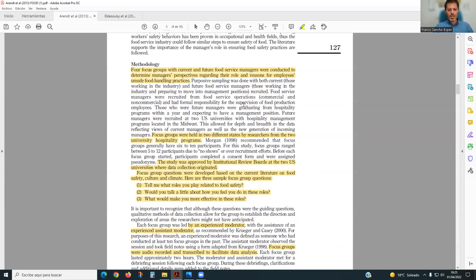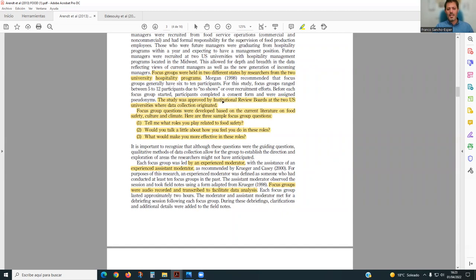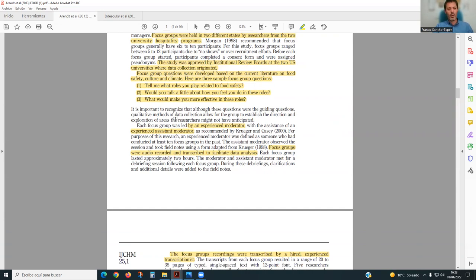And there is more information here regarding the place where they have gathered the information. They say focus groups were held in two different states by researchers from two universities, hospitality programs, and they give more information. The study was approved by the Institutional Review Board of the universities, okay? This is something regarding ethics in the study. And they explained that they had a moderator. Each focus group was led by an experienced moderator and also assisted by an experienced assistant moderator. So given that it is a complex field work, they used two moderators, one that is more experienced and the other one less experienced.